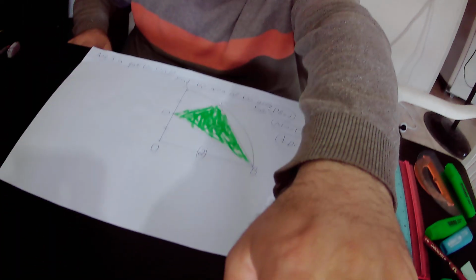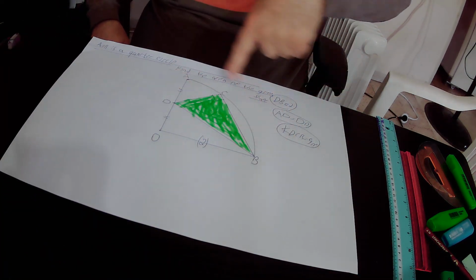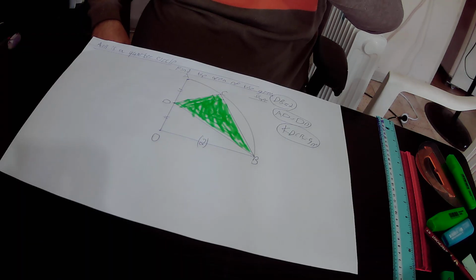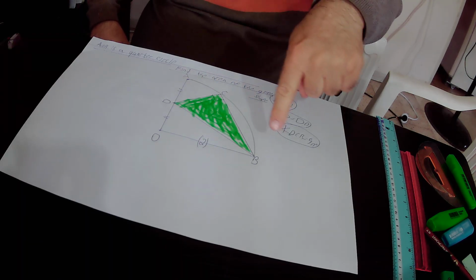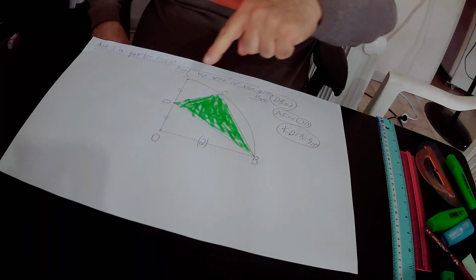Hello, in this lecture we find out the area of the green shape. In the drawing we have a quarter circle, AOB is a quarter circle. Inside this quarter circle we have this green shape. And our mission is to find out the area of this green shape.